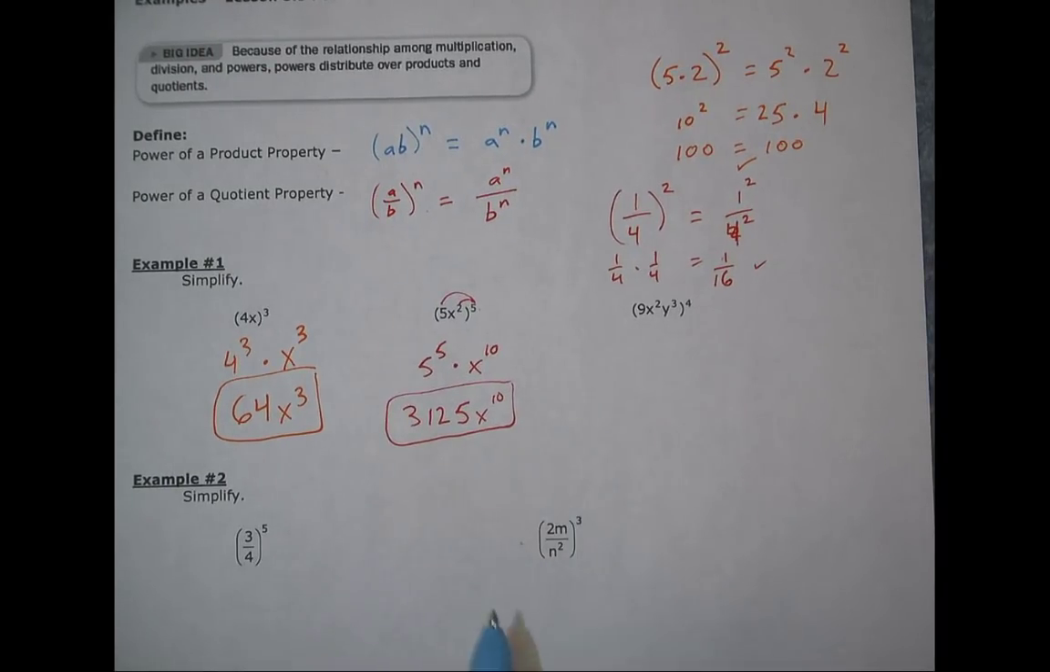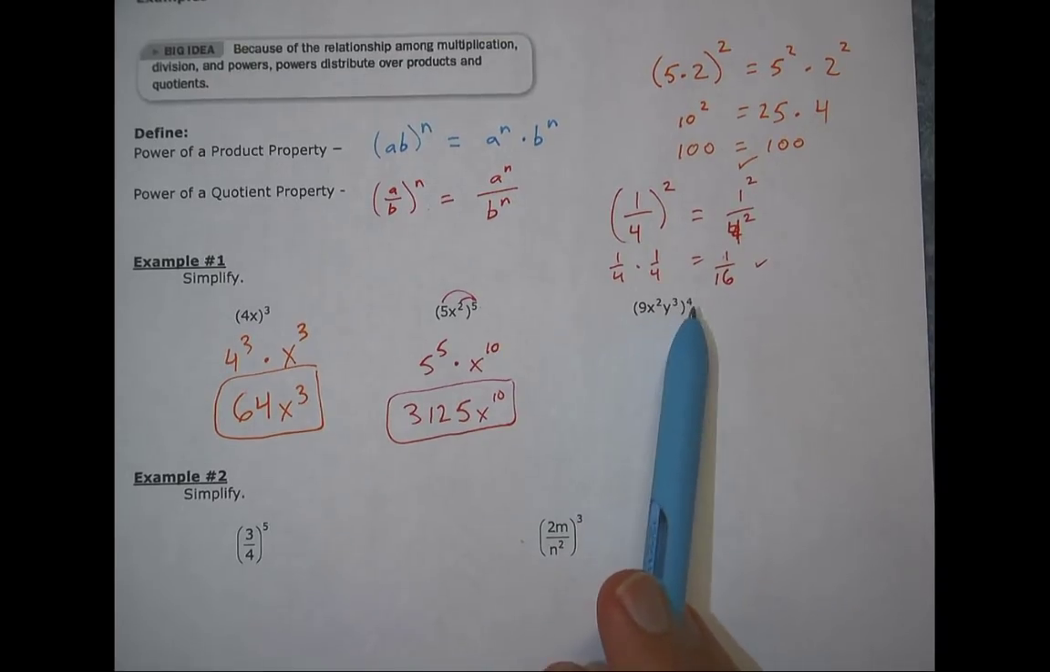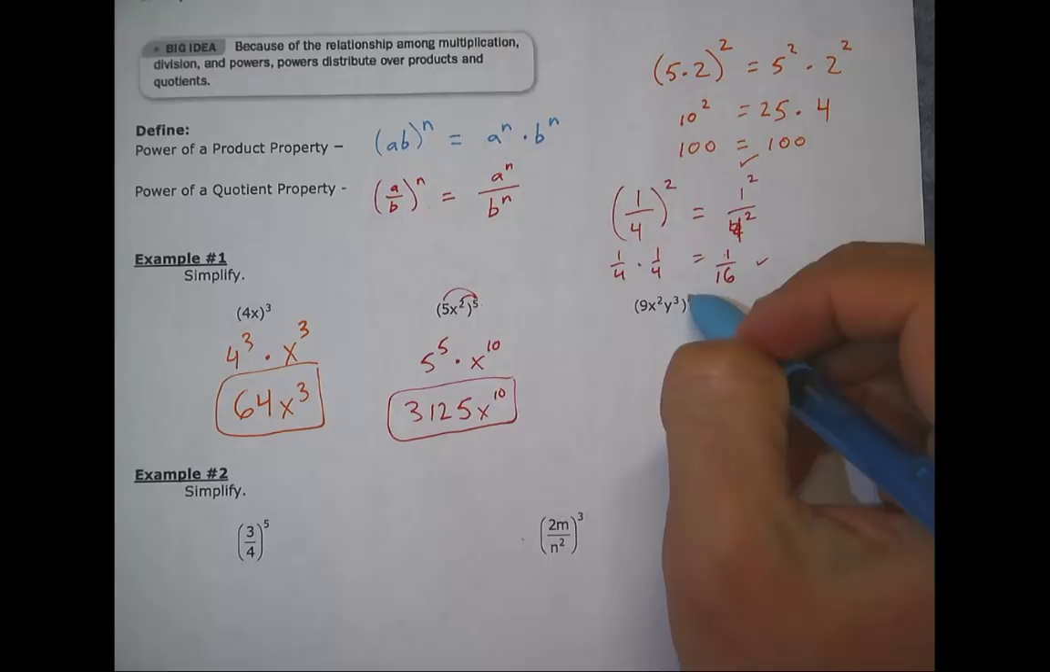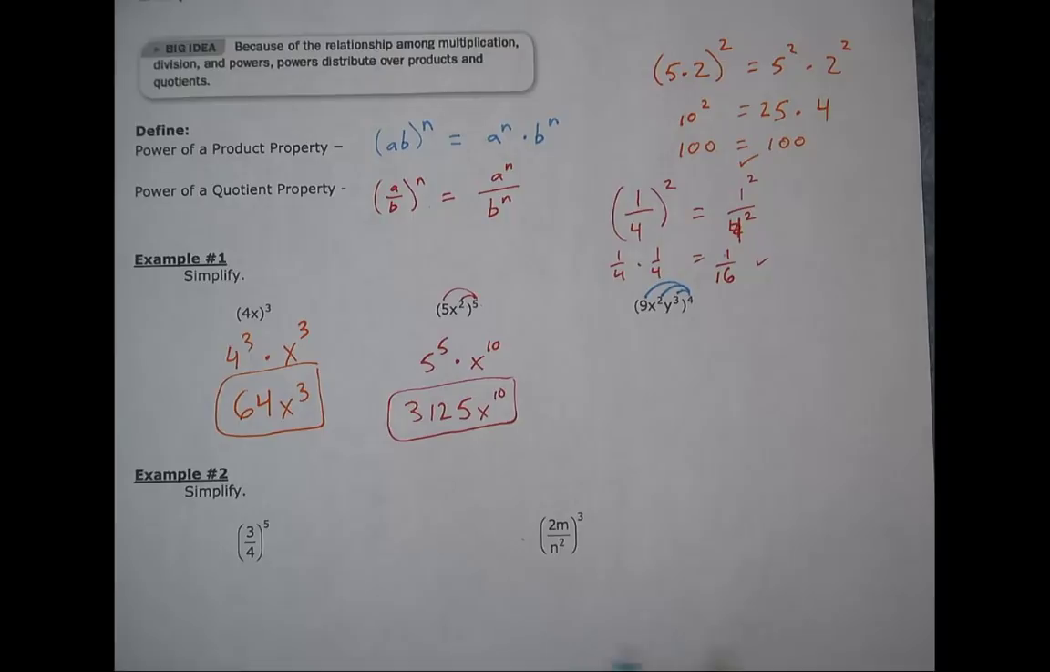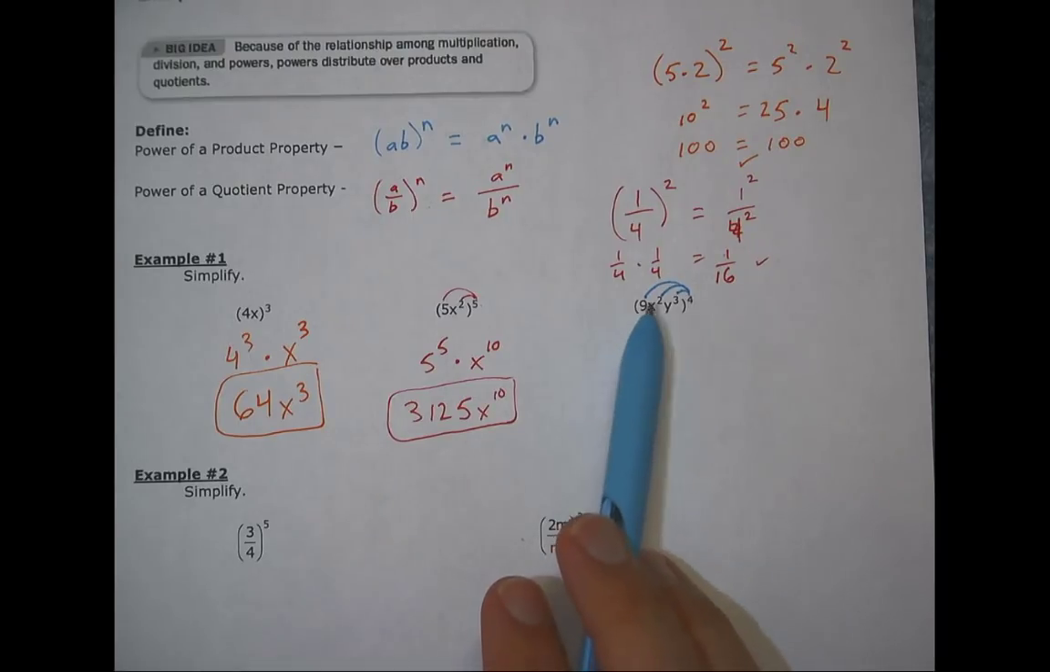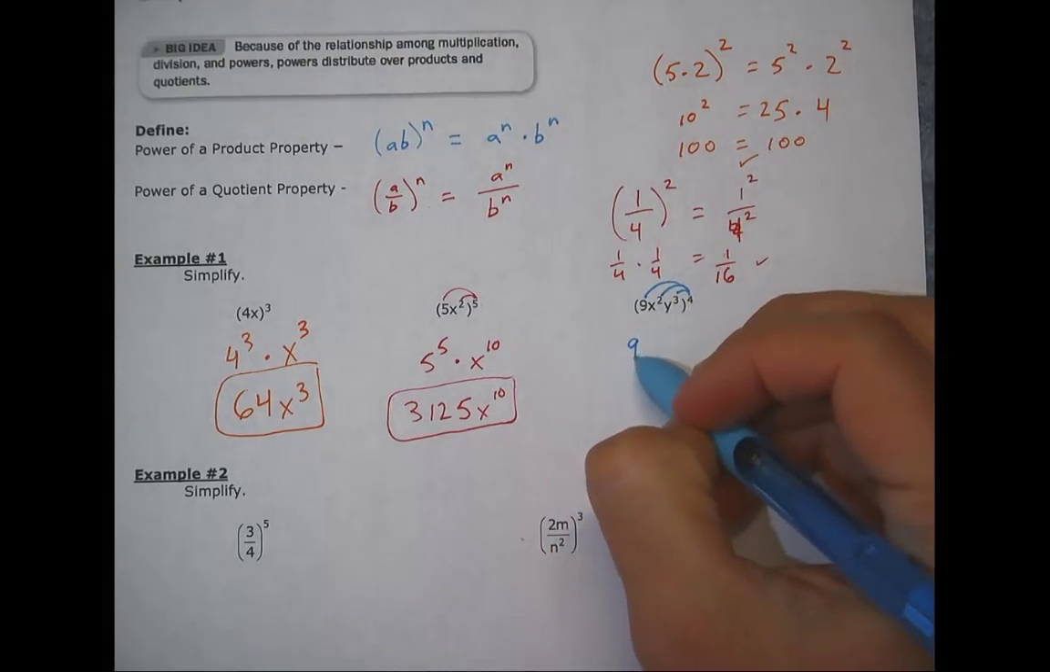All right, and the last one, same idea. Now we have multiple variables going on here, but still this 4 is going to come to everything, so it's going to go to the y, and it's going to go to the x, and it's going to go to the 9. And again, it's not 9 times 4.